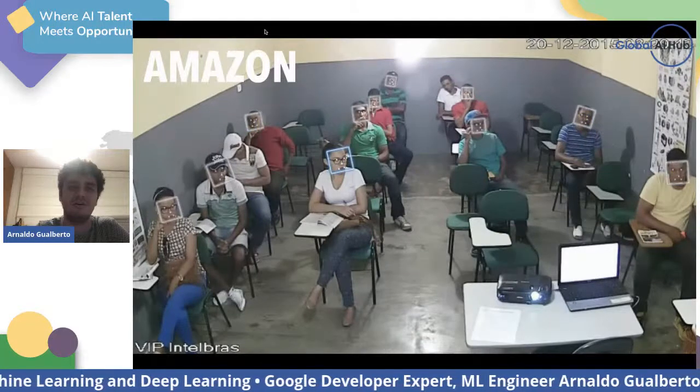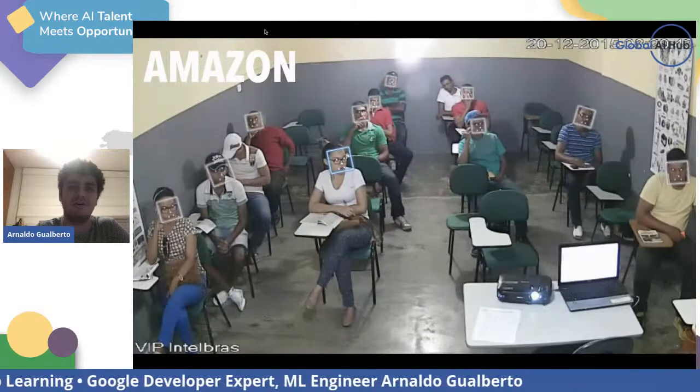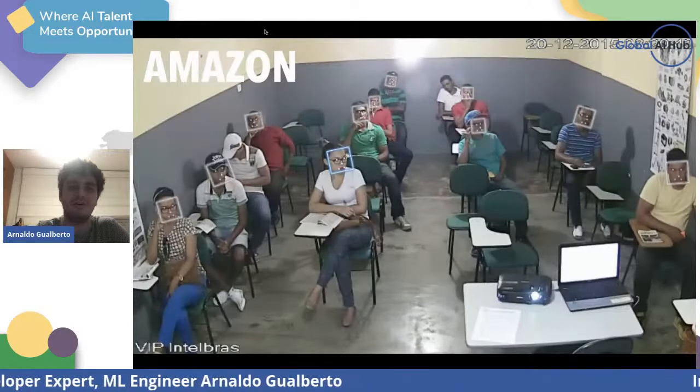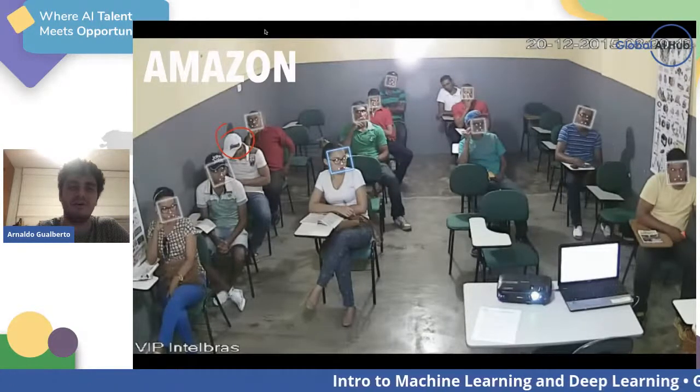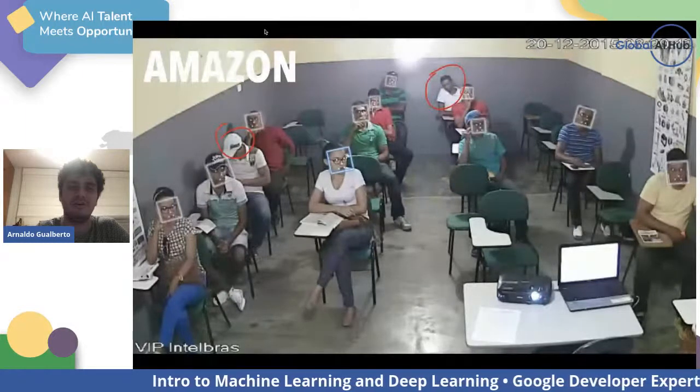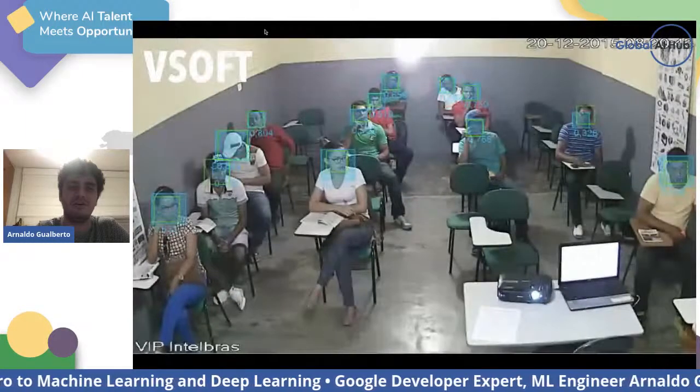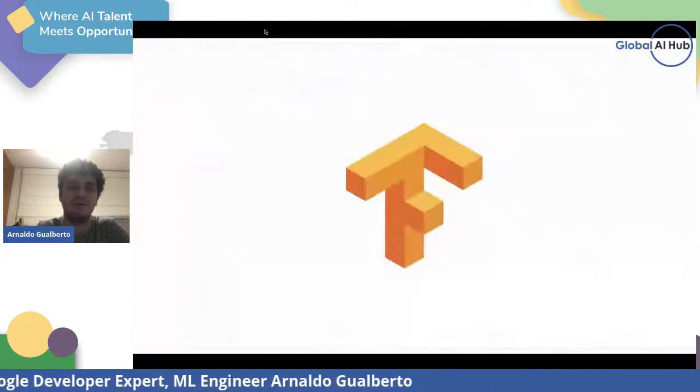And here's a zoom from the Amazon face detector, which was one of the best that I tested, but it was not able to detect this guy using a hat and this guy in the back of the class. And here's the result of my system. It was able to detect basically everyone in the classroom. So I think that's really good.